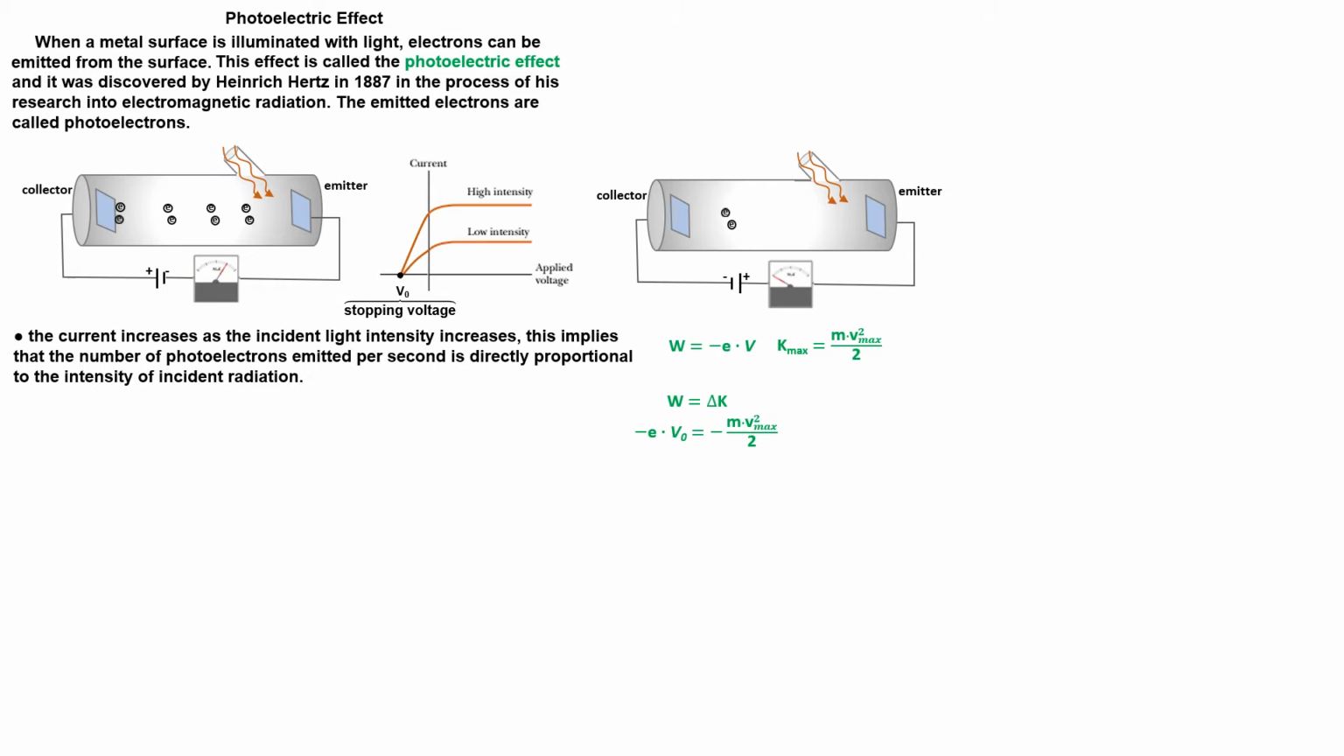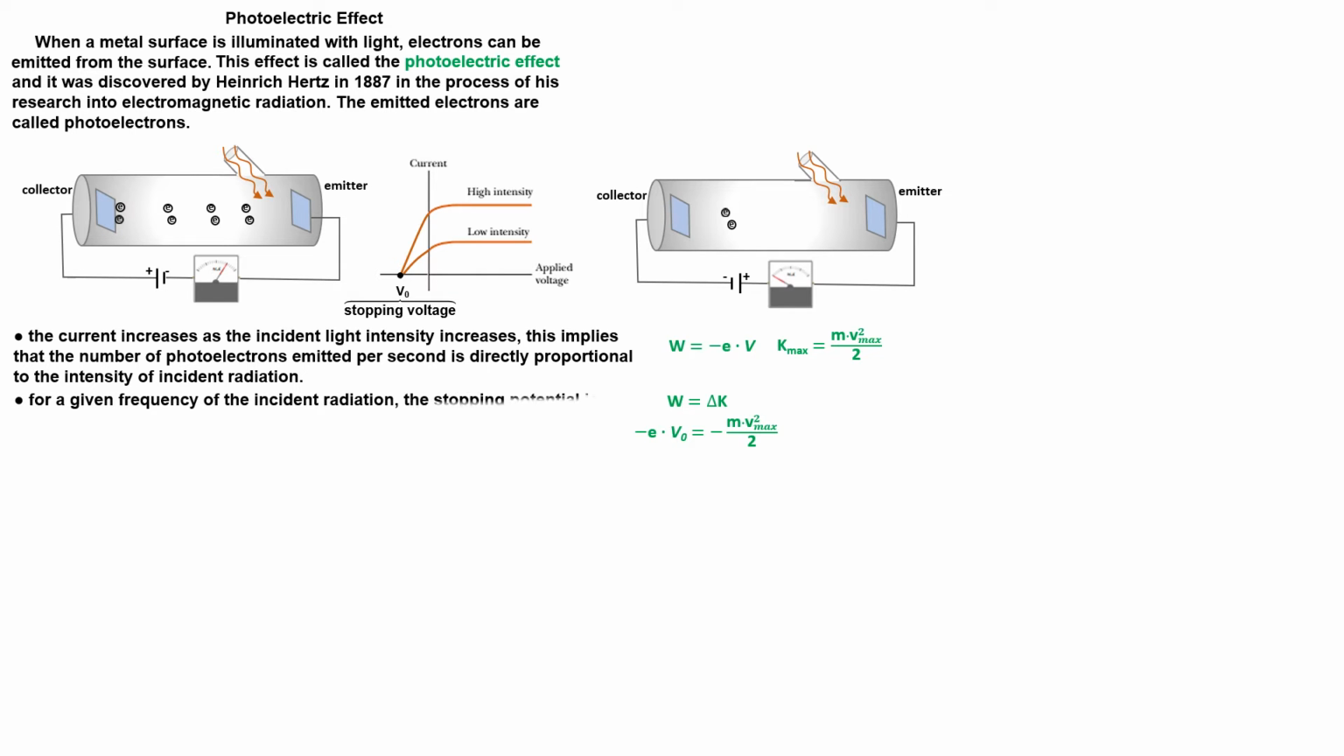The experimental result is illustrated by the graph. The graph shows us that for a given frequency of radiation, the greater the intensity of radiation, the more electrons are being emitted per second, proportional to the intensity of incident radiation. But the stopping potential remains the same regardless of the intensity of the incident radiation.